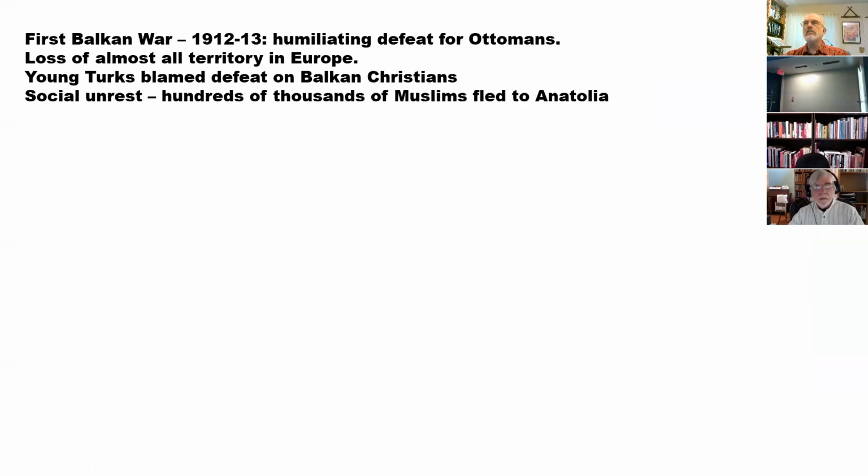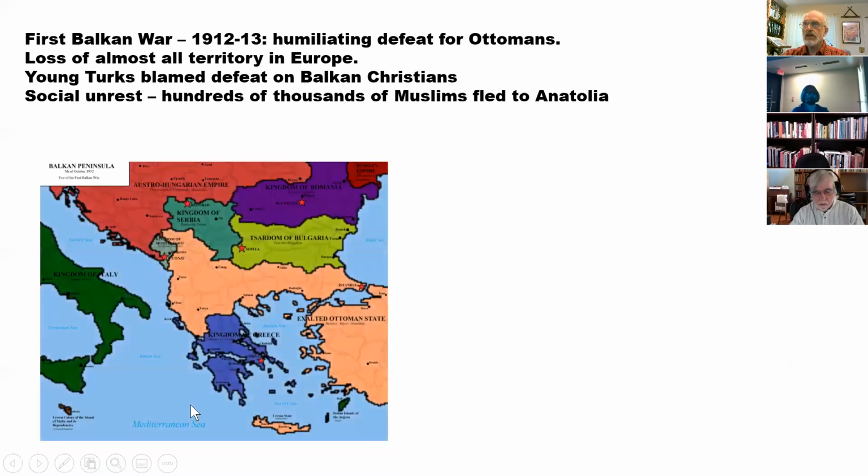Okay, now what happens in the First Balkan War? Bulgaria, Serbia, Turkey, they're all fighting. It results in a humiliating defeat for the Ottomans, and they lose almost all their territory in Europe. And if you can think of the current map, this is what it used to be before World War I.